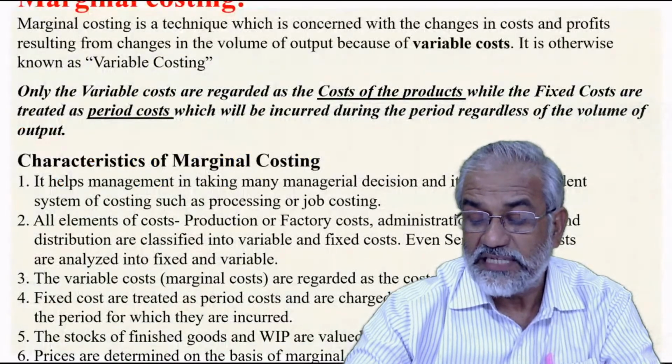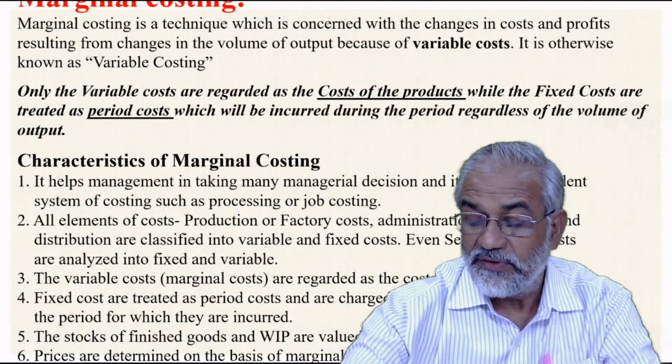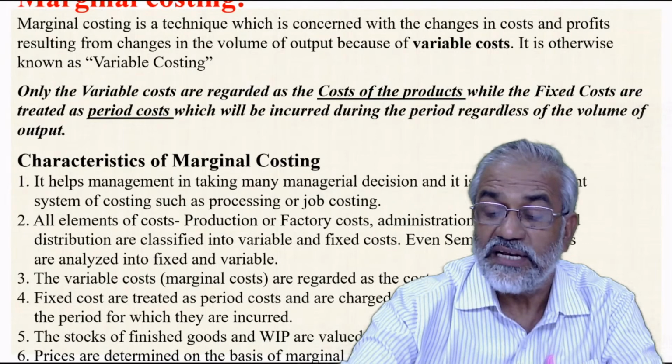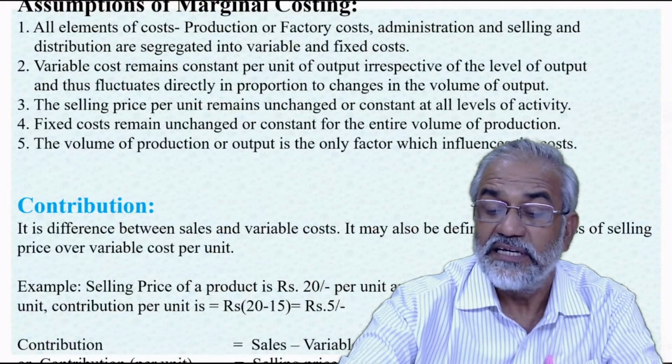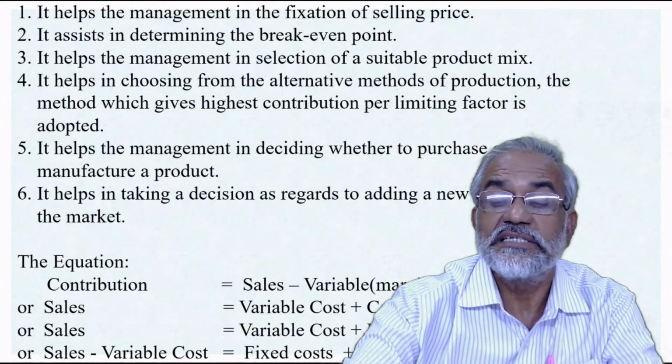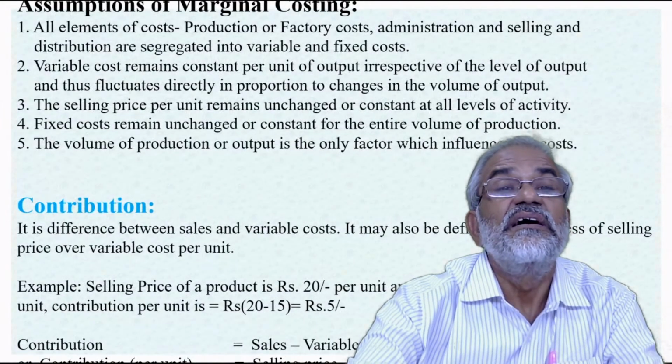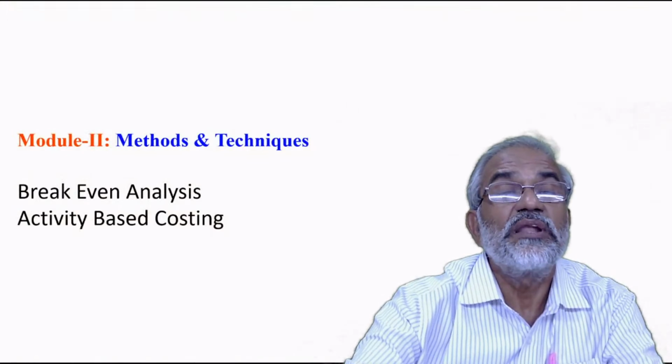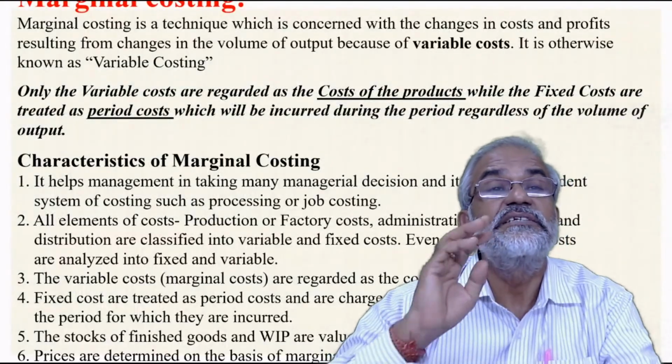The cost can also be classified on the basis of activities. When the costs are classified on the basis of activities, it may be of three types. One is the production cost, another may be the administrative cost, and the third one may be the selling and distribution cost.